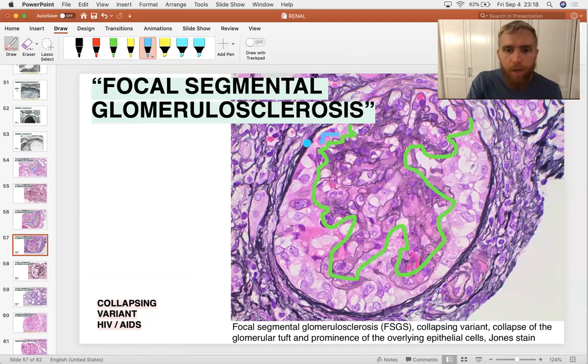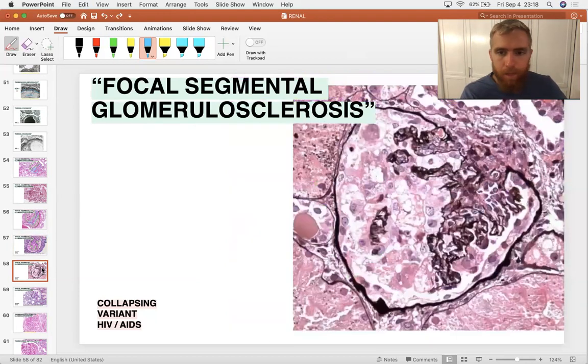And so all of the cells around the collapsed capillary, those are epithelial cells. Those are epithelial cells that typically line Bowman's capsule, but they're proliferating in response to the damage.